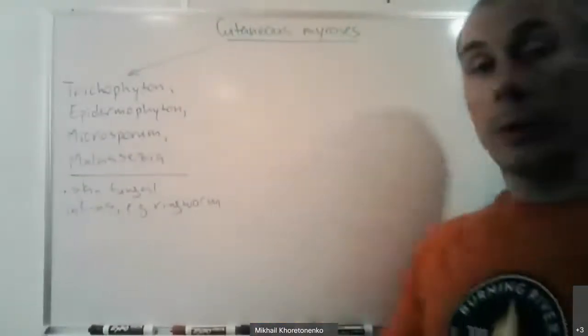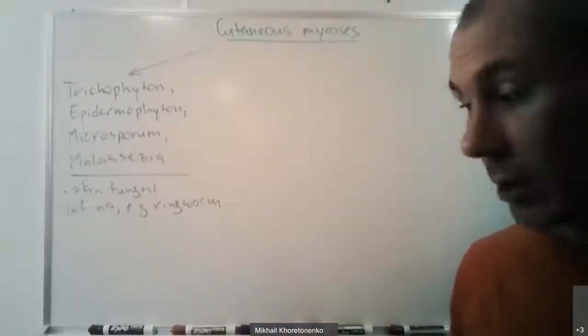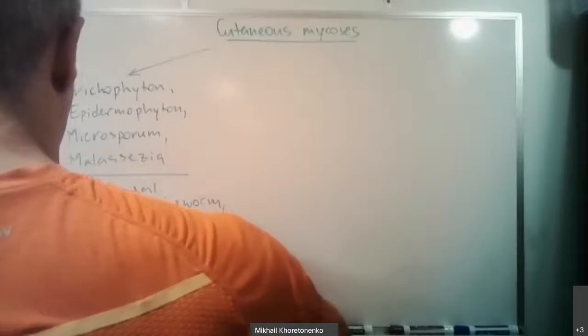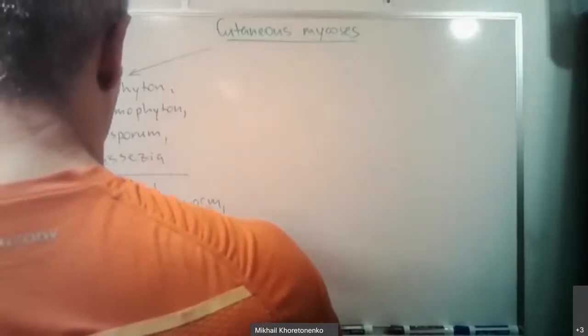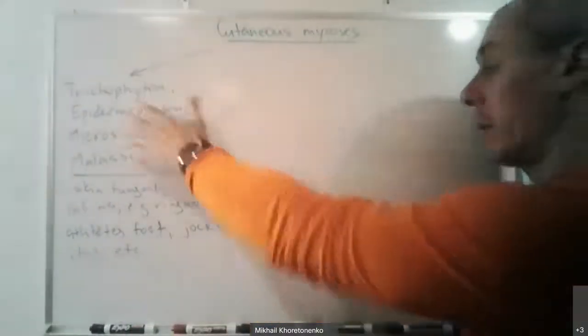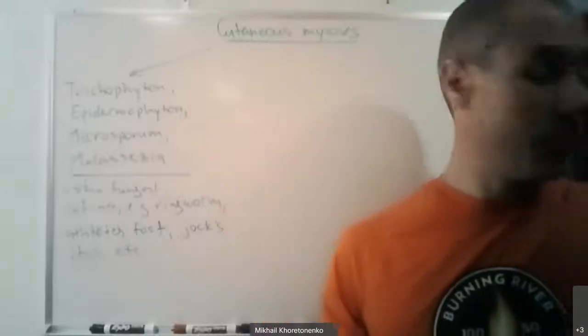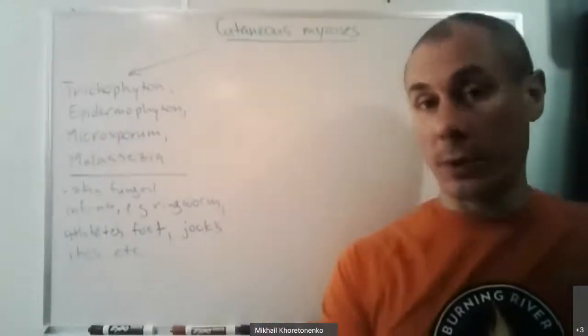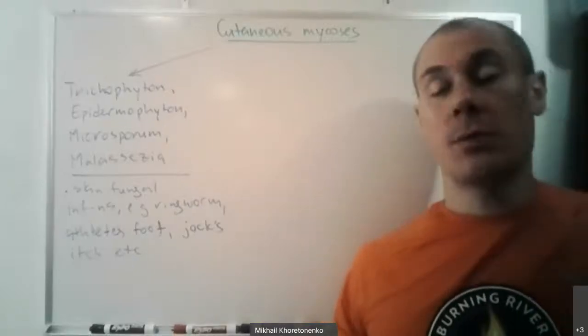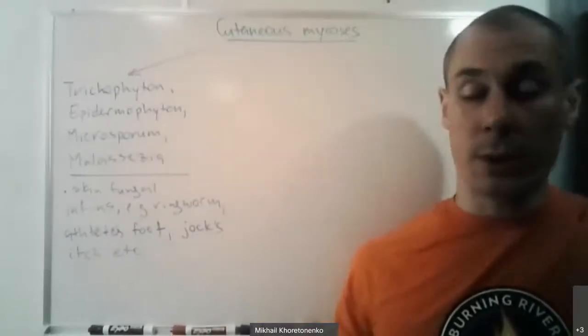Now, ringworm, you're all familiar with, like on the head, or on the hands, athlete's foot, jock itch, and many more. Basically, all these microorganisms infect the epidermis and lead to inflammation of the epidermis. They can affect practically everybody, and can be transmitted from person to person, from animal to person.